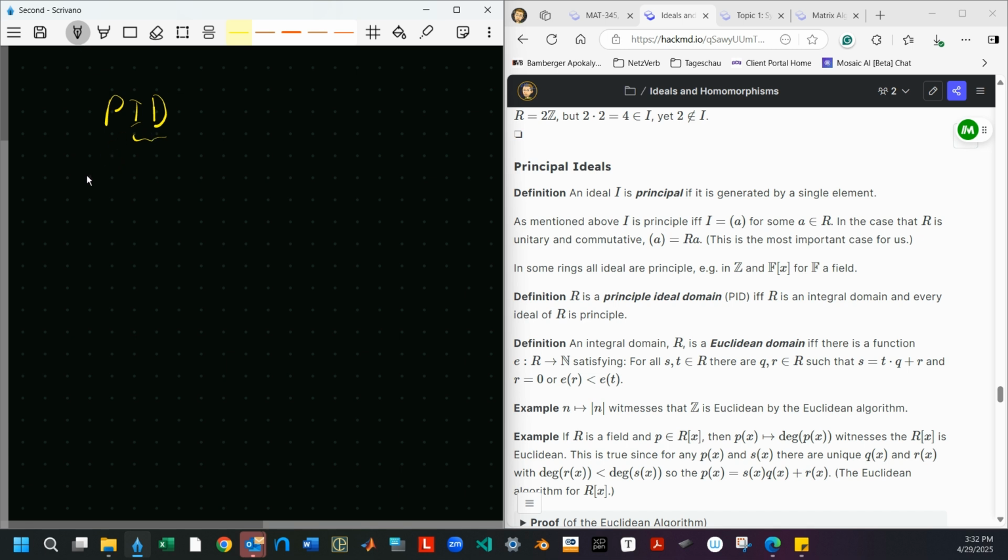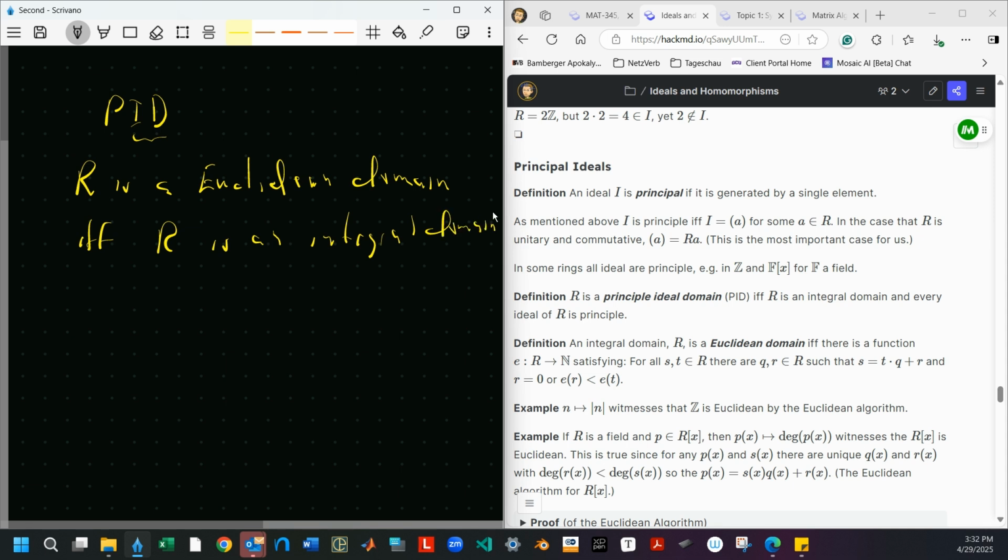So I want a smaller class of rings that are going to be really important for us. So R is a Euclidean domain if and only if R is a PID. Sorry, R is an integral domain. So that's one condition. And there's what's called a Euclidean function.